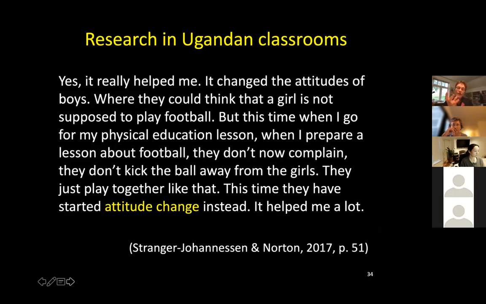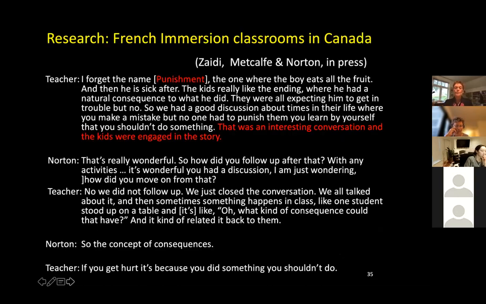So very interesting to see that her identity as a change agent in her school was important, because as, of course, the children's attitudes changed, so did her relationship to her class and the relationship that they had towards her.